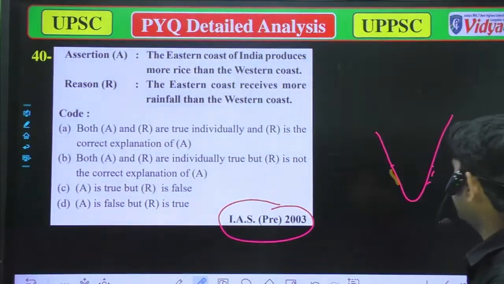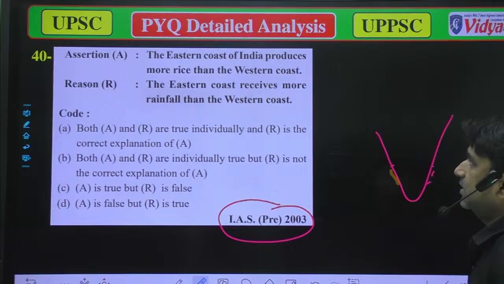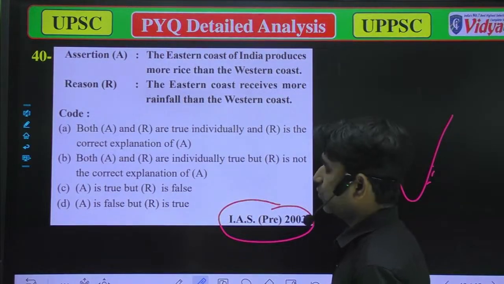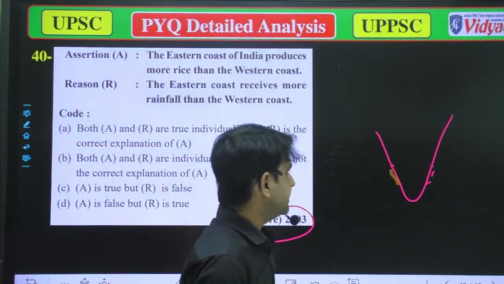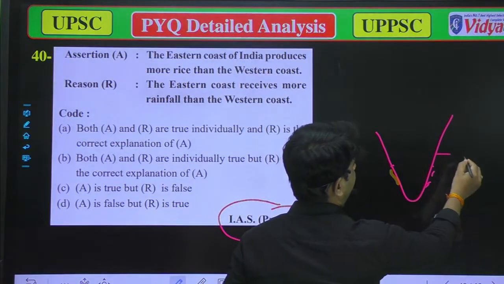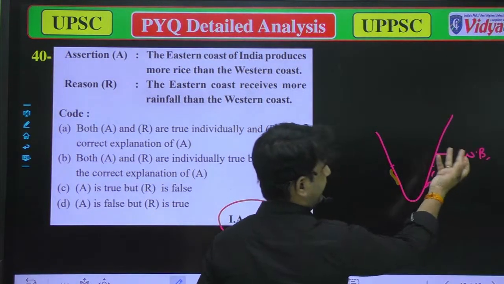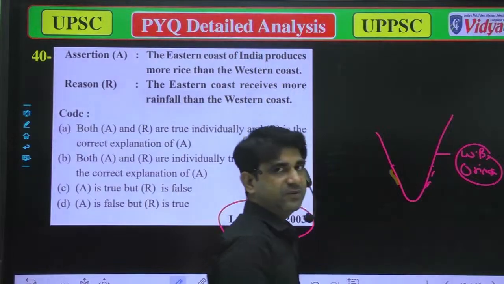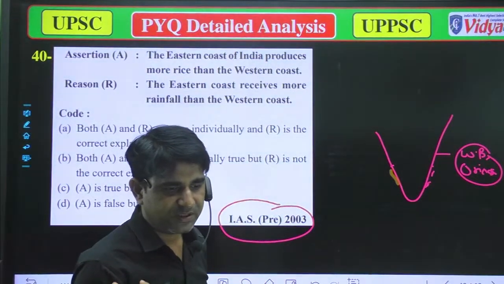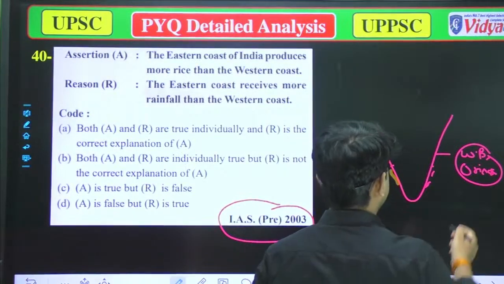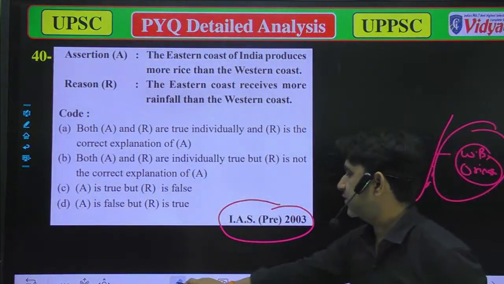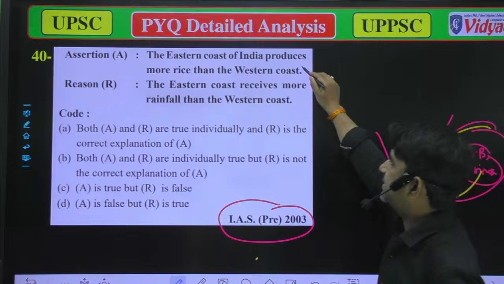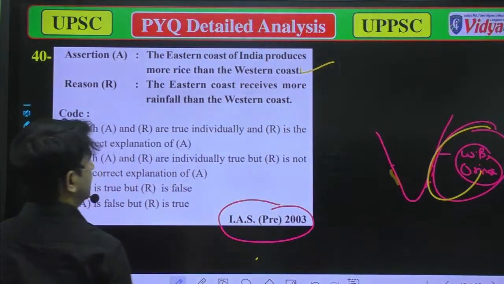Well, I think I should start. The first statement is that the eastern coast of India produces more rice than the western coast. Yeah, that's true, because in the eastern coast, we have West Bengal, Odisha, Tamil Nadu, these types of areas. That's true that these will provide the maximum when we talk about the rice. Second is, the eastern coast receives more rainfall than the western coast.